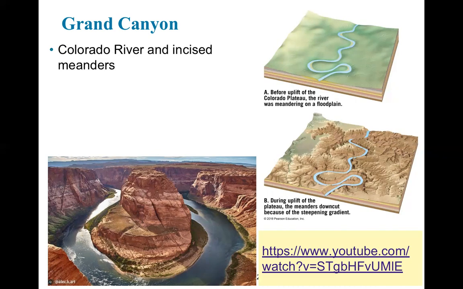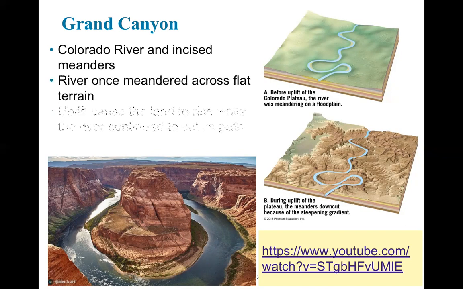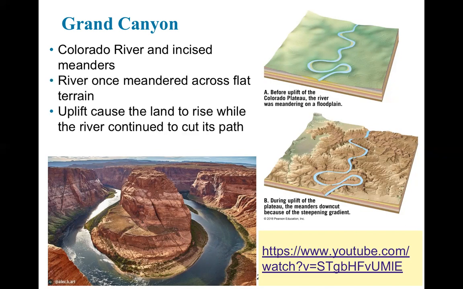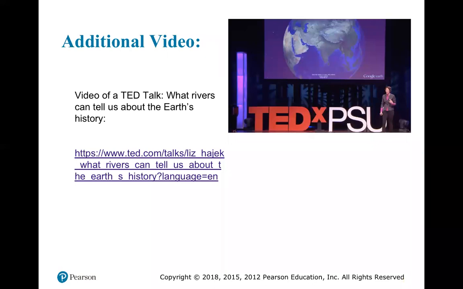Here we see this in the Grand Canyon, but we also see it in the Yakima River and in portions of the Columbia River. Many rivers show this type of feature. Kind of cool. Again, it's caused in this case by uplift of the land while the river continues to cut its path. All right, so now we'll end with this video.